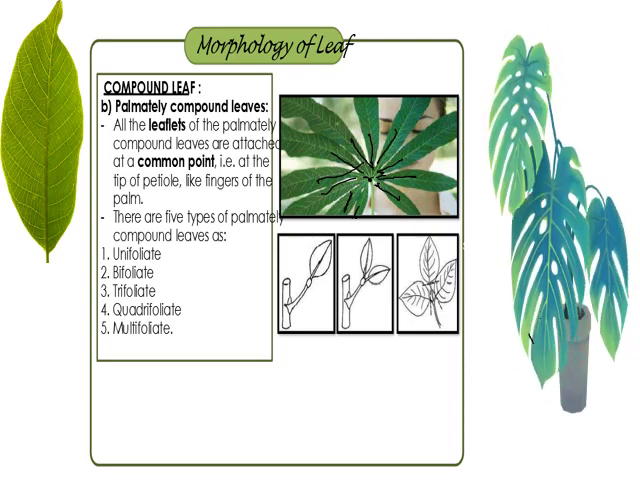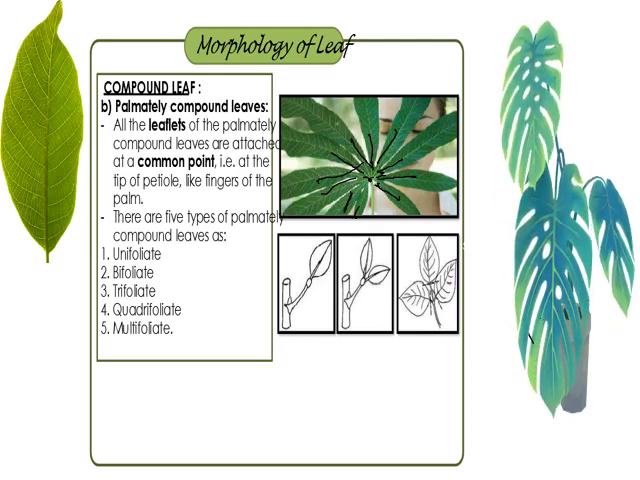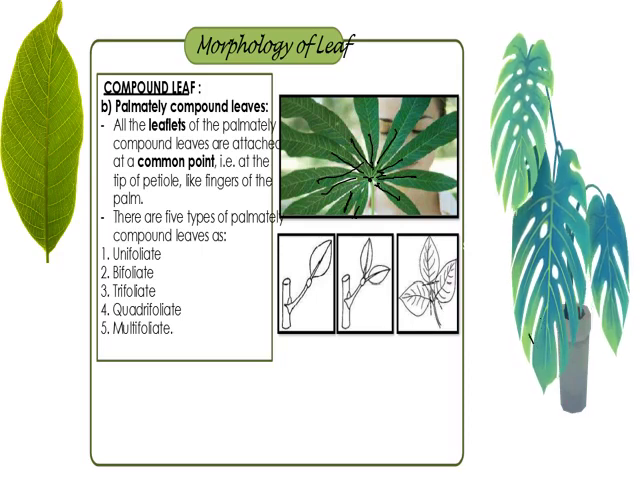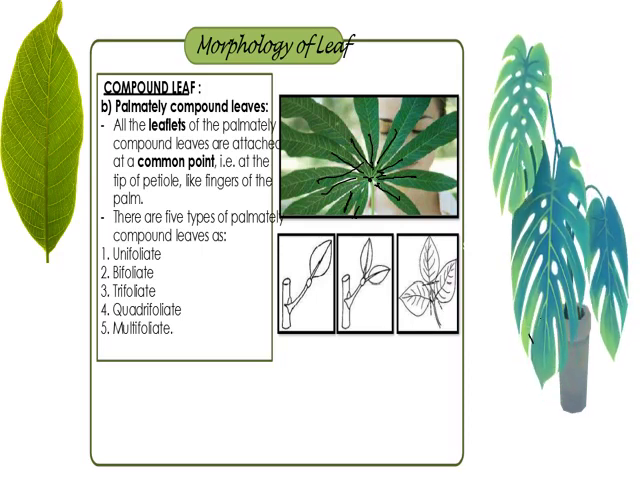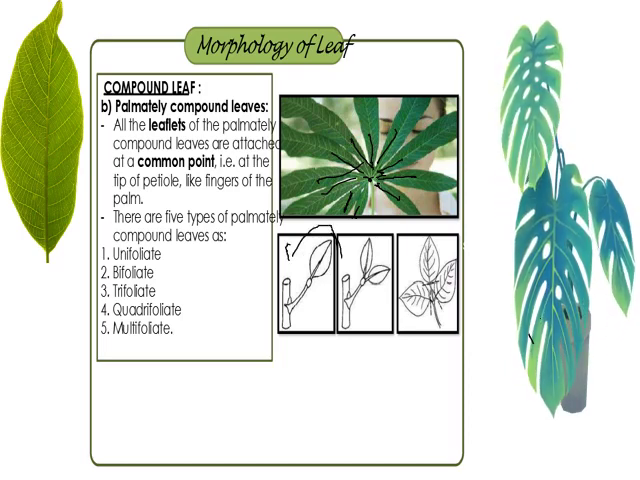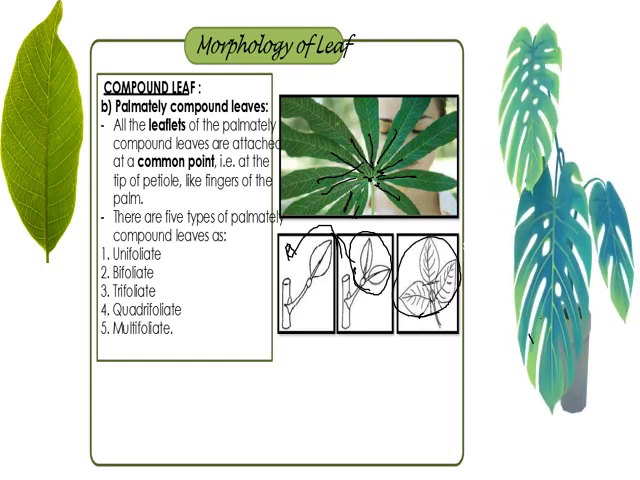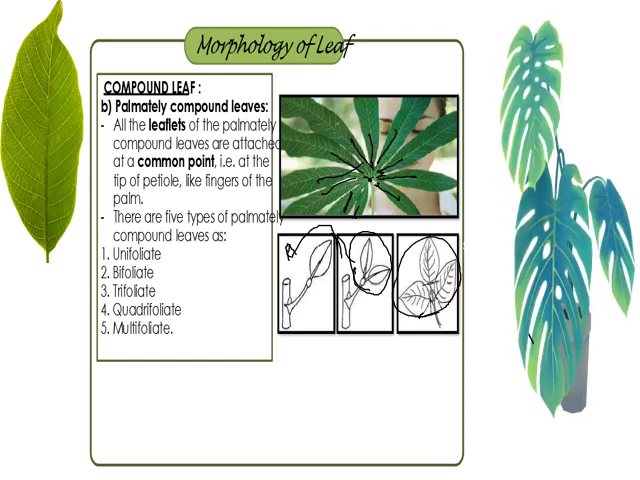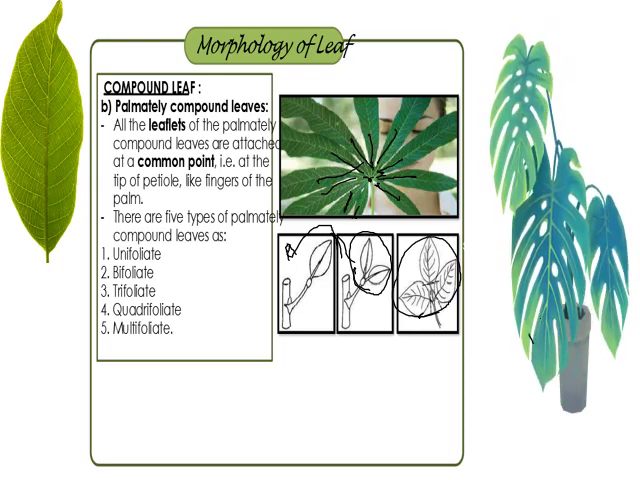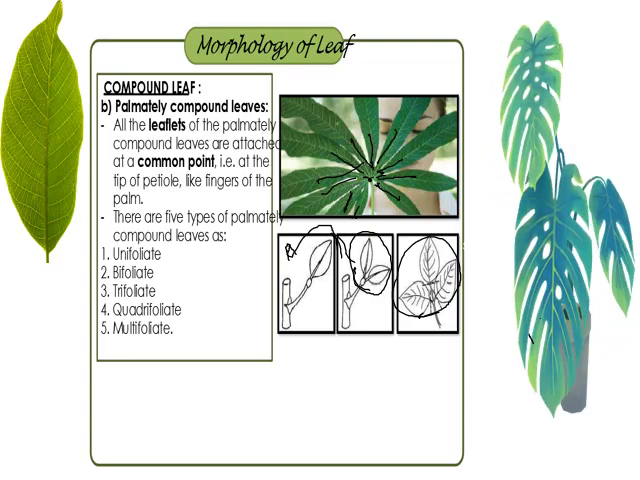The palmately compound leaf is further of five types: unifoliate, bifoliate, trifoliate, quadrifoliate, and multifoliate. Unifoliate possesses a single leaflet. Bifoliate possesses 2. Trifoliate possesses 3 leaflets or pinnae, and so on. Quadrifoliate possesses 4, and multifoliate possesses more than 4 leaflets or pinnae. So this is about palmately compound leaves.